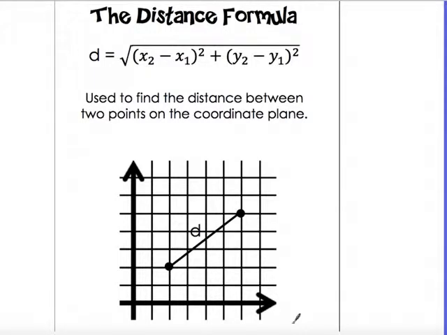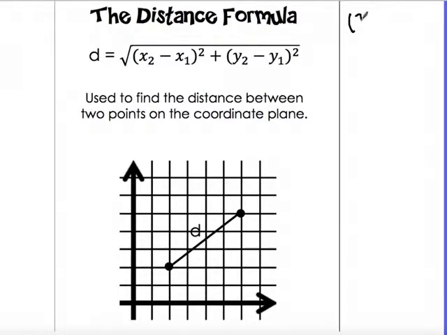Points on the coordinate plane. Your distance formula, again, is d equals the square root of (x2 minus x1) squared plus (y2 minus y1) squared. On the actual formula, it does say x2 minus x1 and y2 minus y1, but those subscript numbers are really there just to be picky.